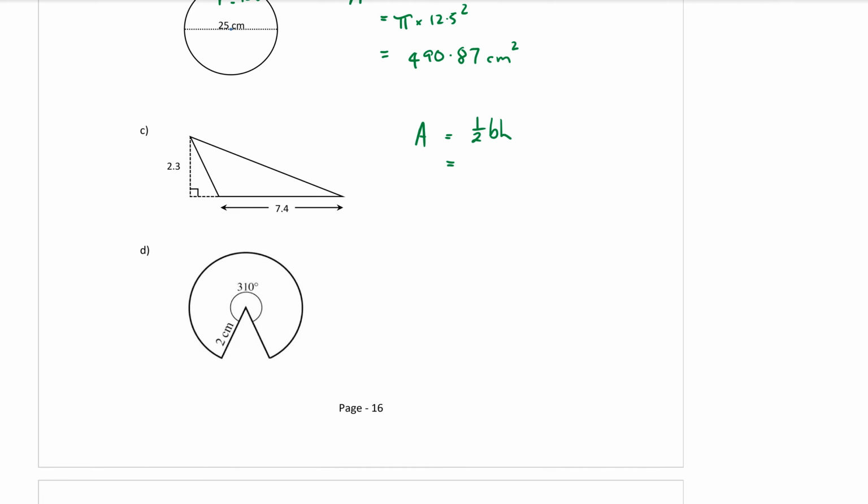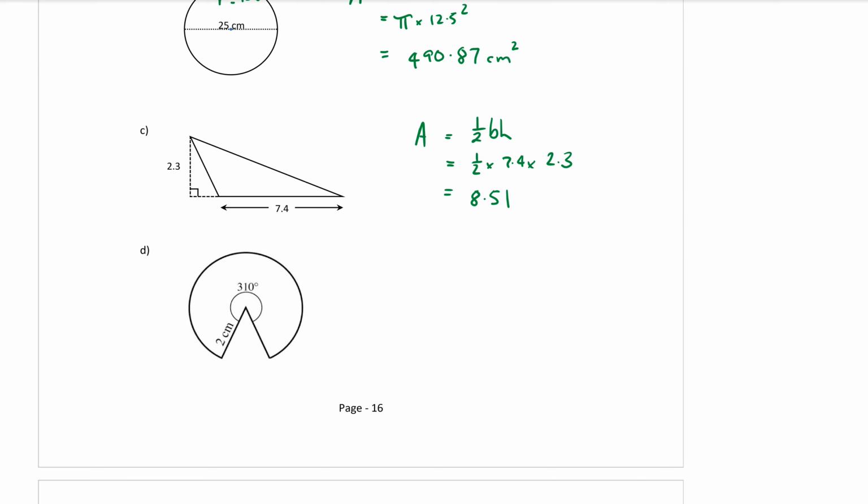The base and the height, it doesn't matter what type of triangle it is. You can have obtuse angled ones like this, or a normal right angled one. The base and the height are always the two sides connected by the right angle. So here's the right angle, which means my base is the 7.4 and the height the 2.3. So half times 7.4 times 2.3 is 8.51. Now I can't include units for that because I wasn't given any, so we just have to leave it there.